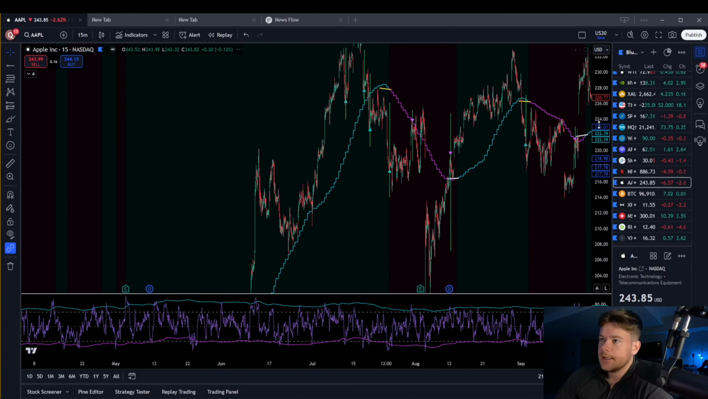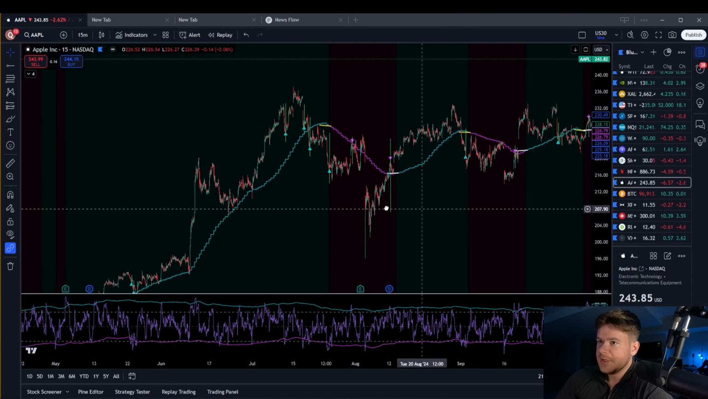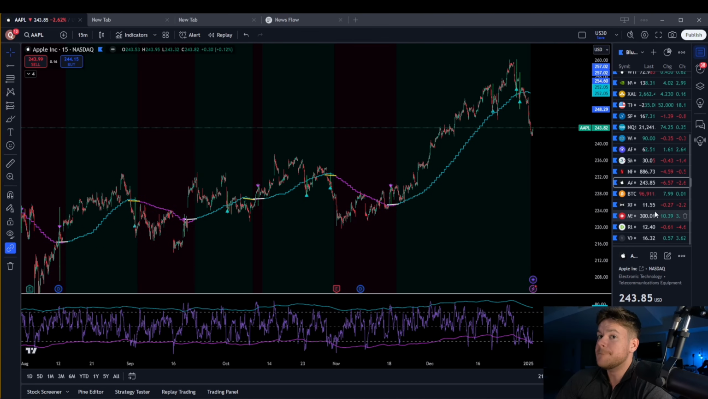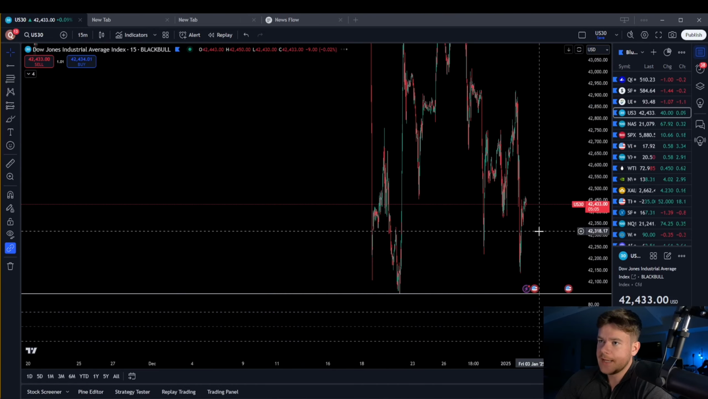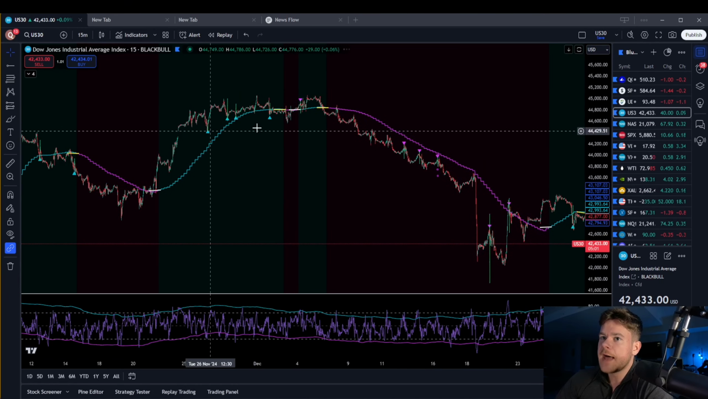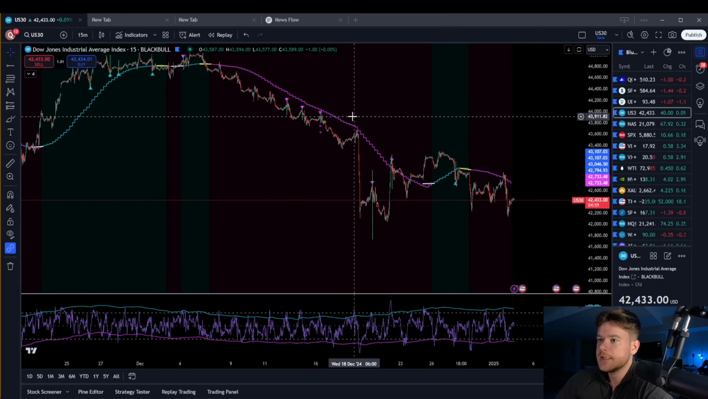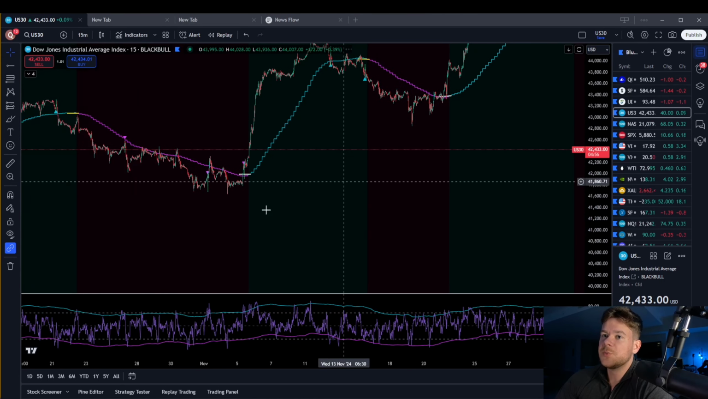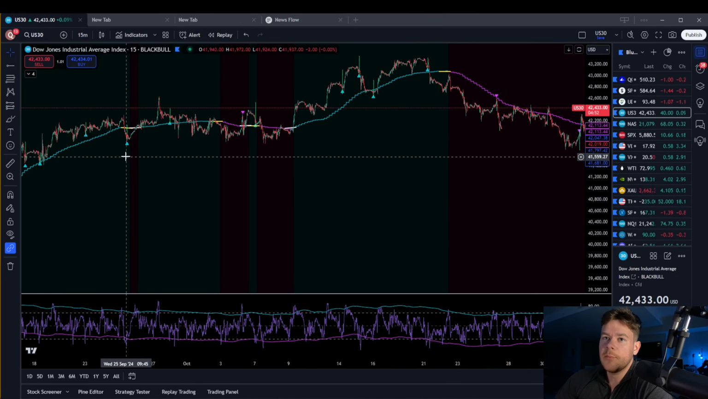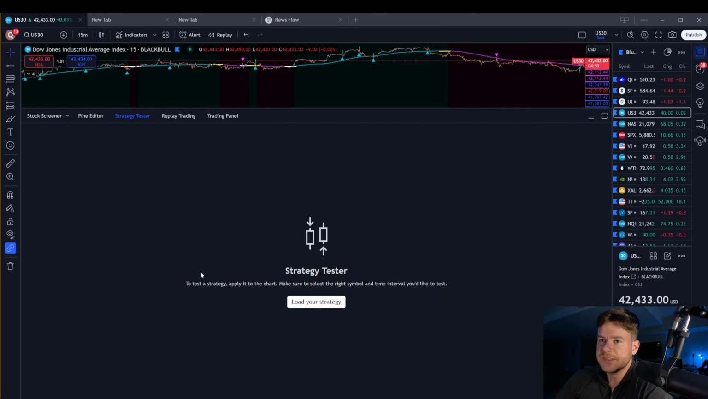So here's Apple as well, right? Just being able to get in on these setups makes it a lot easier. The best is for the US 30 and NASDAQ. And that's in a whole other video, like I would rather trade futures for this, but still definitely super profitable, right? These signals are super fine-tuned for the US 30.